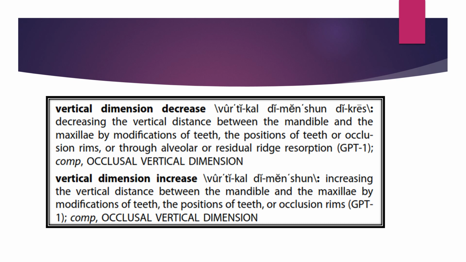Vertical dimension decrease and increase. What is the definition of vertical dimension decrease? That is decreasing the vertical distance between the mandible and the maxilla by various modifications of teeth, the positions of teeth or occlusion rims, or through alveolar or residual ridge resorption, according to GPT-1.